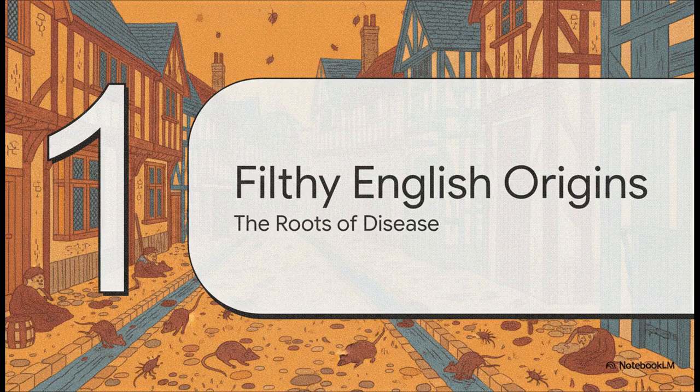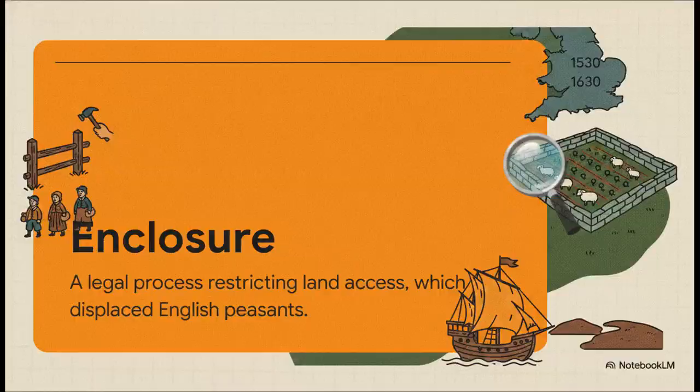Section 1. The Filthy English Origins. To figure out how colonial America became this hotbed for sickness, we actually have to rewind a bit and step back into 16th century England. Let's talk about the concept of enclosure.